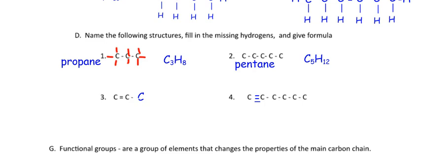All right, so number 3, what happened? You have 1, 2, 3, so that's prop. But now I see what? One double bond. So it's a propene. Now the question is, where is the double bond? It's off the first carbon. So it's 1-propene. Now, if you take organic, you realize I could probably leave that one off, but for right now, let's leave it on.